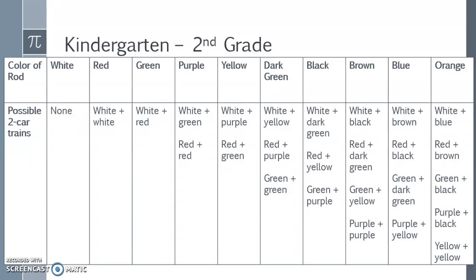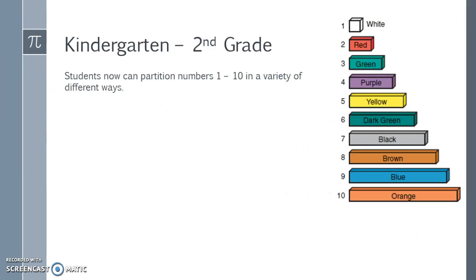Now that you've created your table, take a moment to view my table and see if you missed any of them. You can see as our trains get longer, the more rod options that we have to create them. We now can partition all of the numbers 1 through 10 in a variety of different ways.